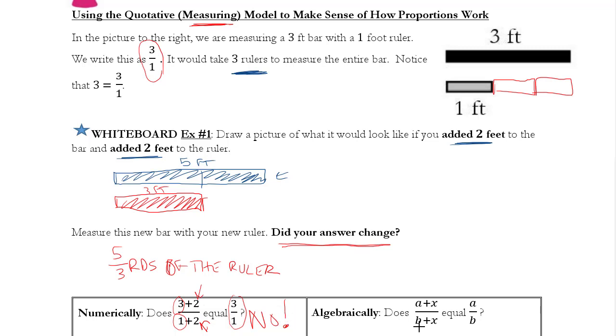And so algebraically, notice here instead of writing 3, I'm just using a variable a to say it could be any number. Same thing with 1: the 1 here is the variable b, and the 2 here is our variable x. And so we could ask algebraically, is this true? Does a plus x over b plus x actually equal a over b? And the answer is, we just did it: no, it doesn't. So in general, this is not true. It's true in the case when x equals 0, but then you're adding 0, so it doesn't really change anything.